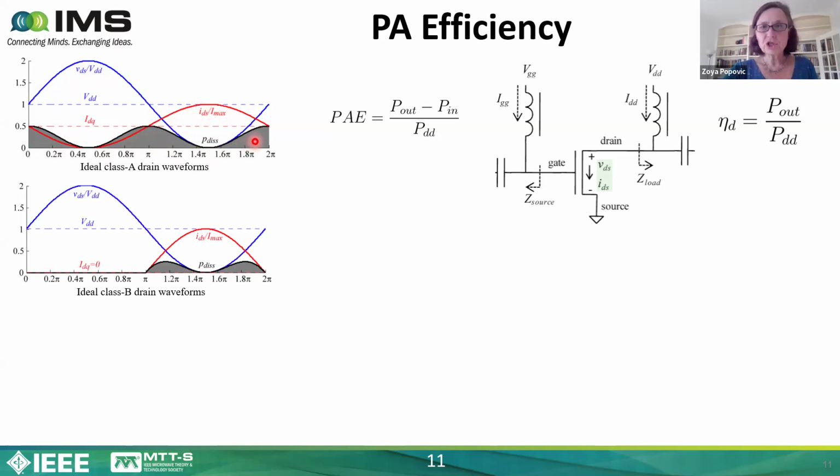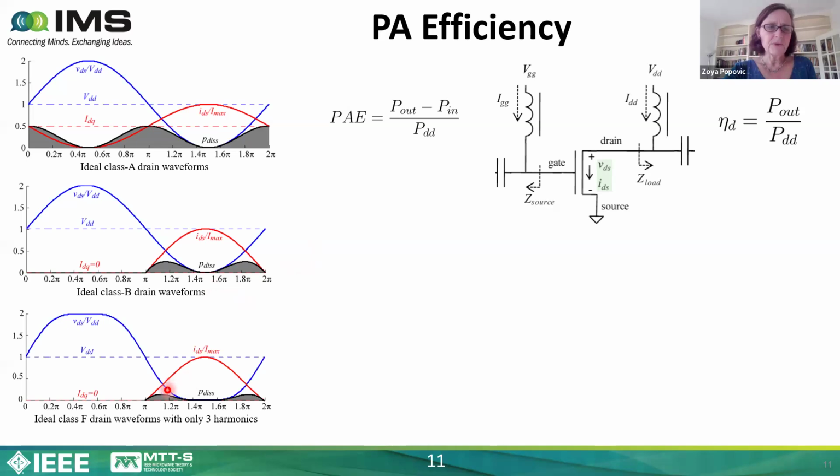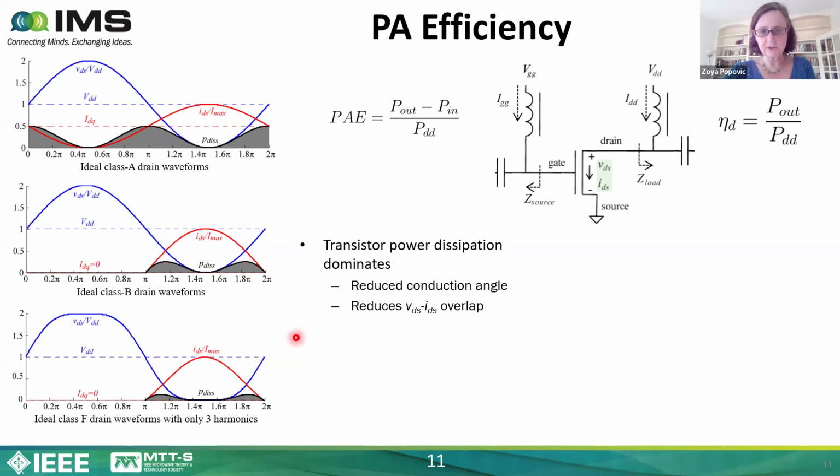Well, we can change the way the device is biased so that you're conducting current only during part of the cycle. This would be a class B waveform, where the current conducts half of the time. You can see that the gray area is much reduced, so it's more efficient. And we can do even more, like adding harmonic content so that the overlap between the current and the voltage goes down even more, and the dissipation is even lower.